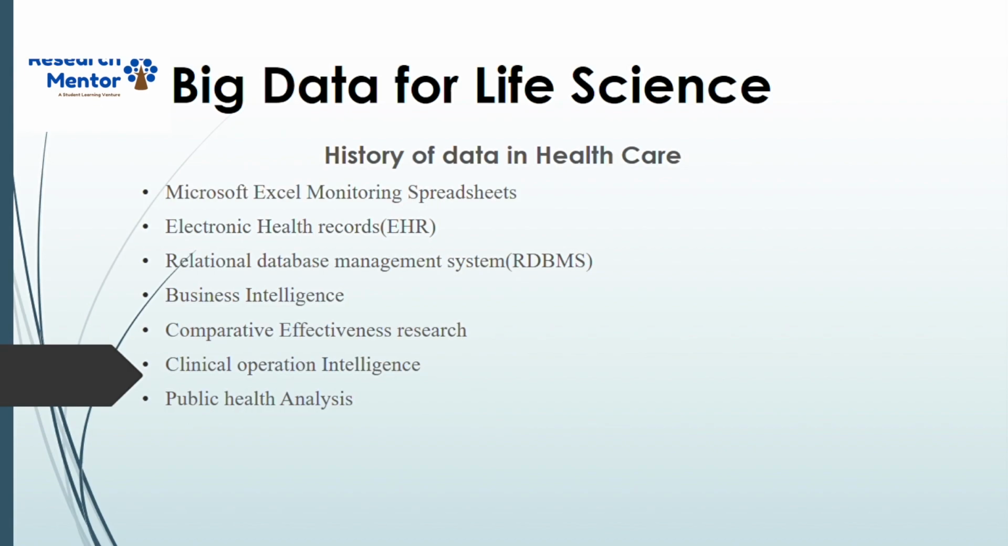So there is a previous history of data in terms of healthcare. First, there is the Microsoft Excel monitoring spreadsheet. Microsoft Excel is a combination of row and column arrangement. After that, there is the electronic health record, also known as EHR records. After that, there is the system called RDBMS, that means Relational Database Management System. An RDBMS is a collection of databases, a database is a collection of tables, and a table is a collection of rows and columns. After that, there is business intelligence, and then comparative effectiveness research, and then clinical operation intelligence, and then public health analysis. These are the history of data in healthcare.